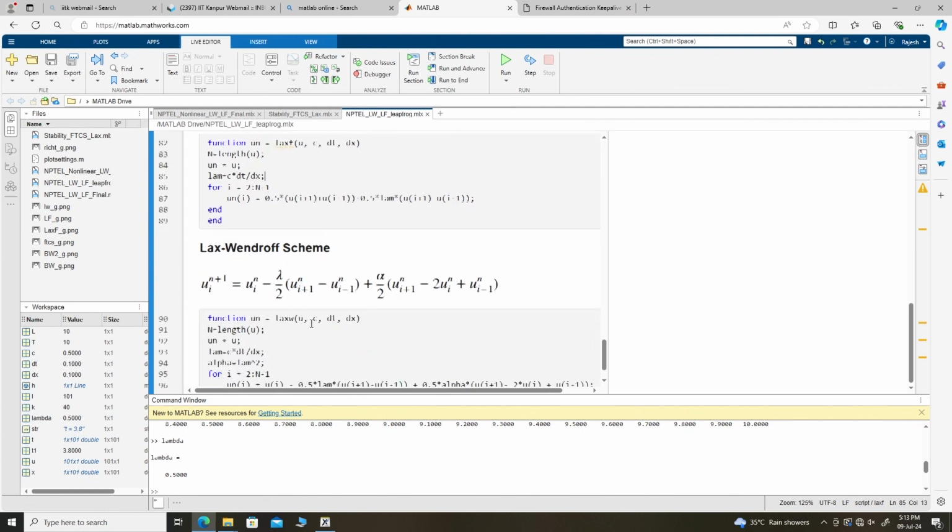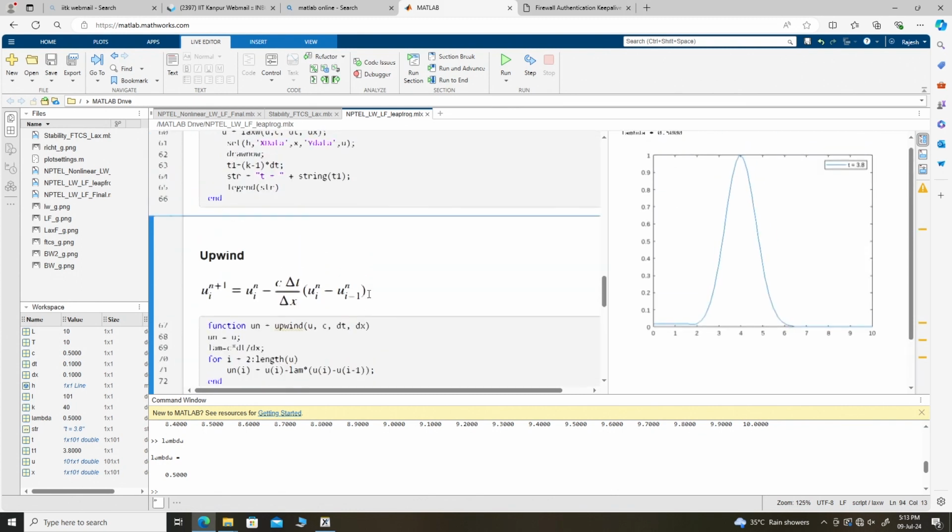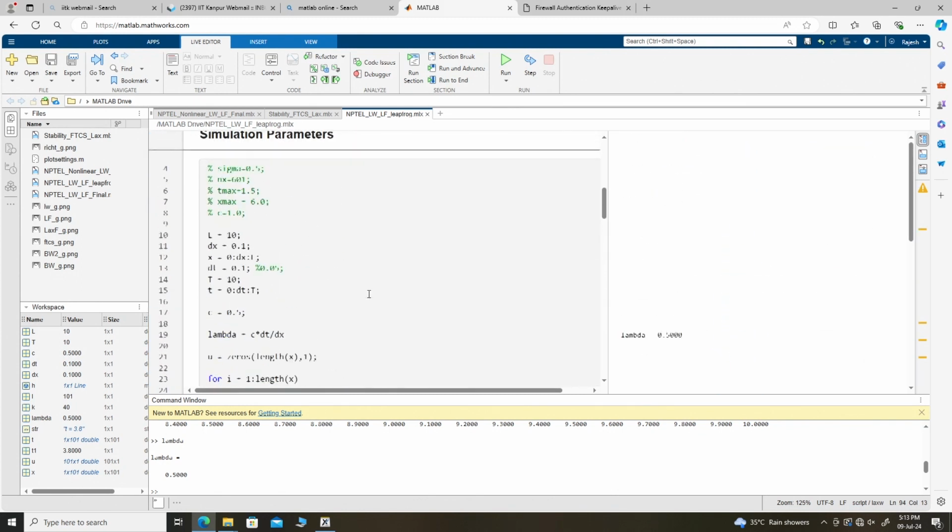This is the Lax-Friedrichs scheme, where you are adding the dissipation term. This alpha is equal to lambda square for Lax-Friedrichs, but I have used a general alpha value. We'll see what happens if you increase the value of alpha and how the scheme becomes more and more dissipative. So these are the 4 schemes implemented here. Now let's do it one by one.